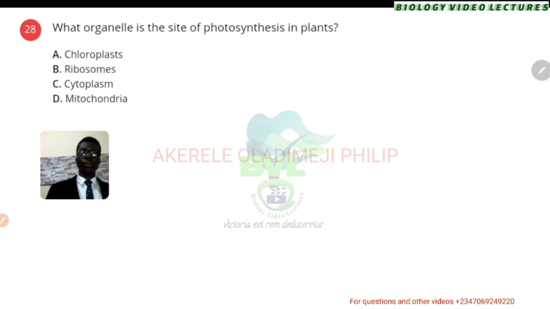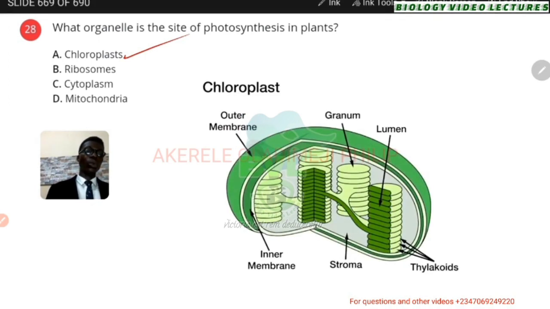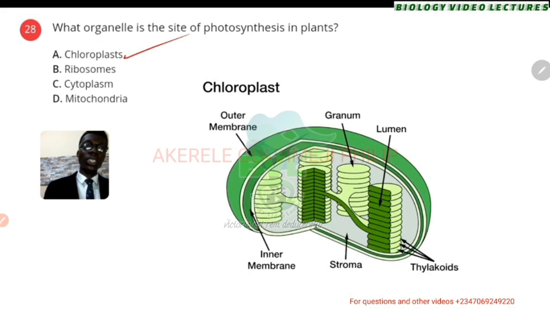What organelle is the site of photosynthesis in plants? I guess you picked chloroplast, but let me show you something more. So this is what the chloroplast looks like. This chloroplast actually has some structures in there called chlorophyll, a pigment which will absorb sunlight. So I'm showing that chlorophyll is a pigment in the chloroplast.